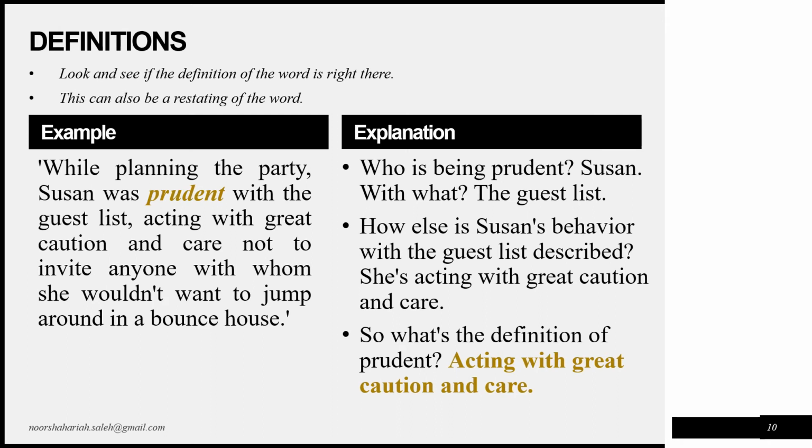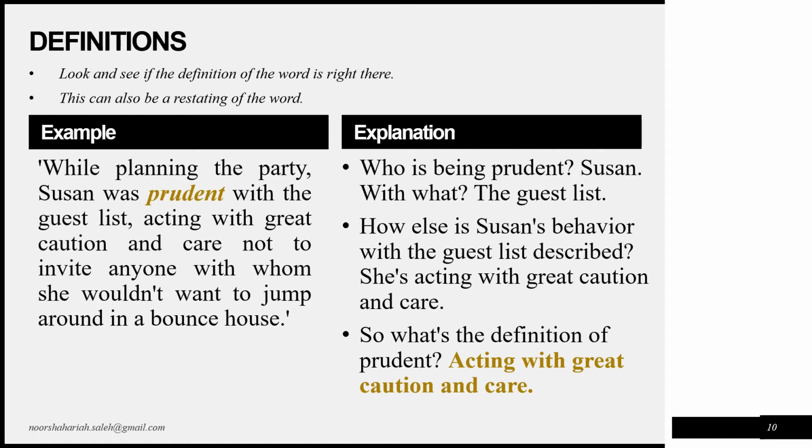Definition. Okay, so definition is when we look and see if the definition of the word is right there. So if the meaning of the word is visible in the text itself or in the sentence, this can be a restating of the word. Sometimes the author or the writer tries to be helpful. They provide the definition of the word in the text or in the sentence itself. So, okay, let's take a look at the example.